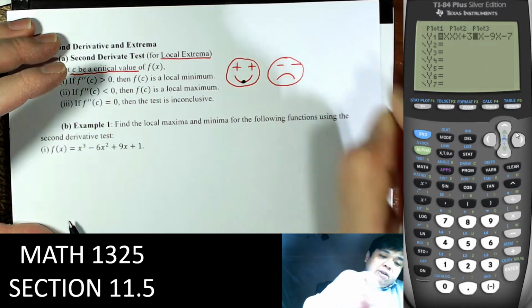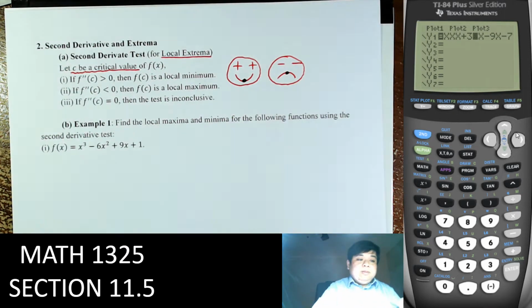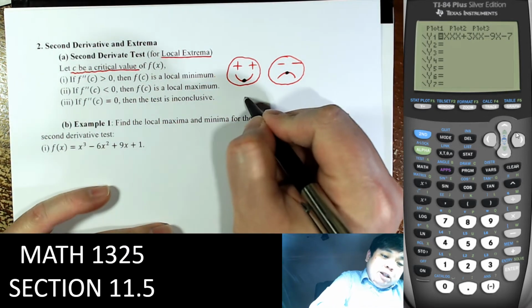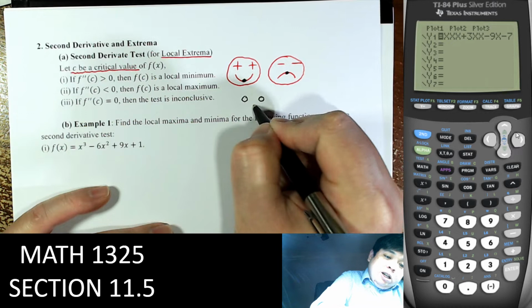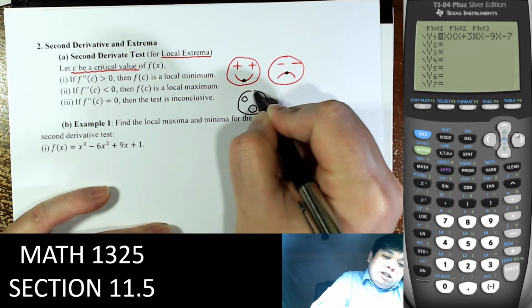If it is concave down, then there will be a maximum. And if it is equal to 0, it's inconclusive. Well, I can just draw that too. It's inconclusive, so we don't know. Kind of a surprise face.